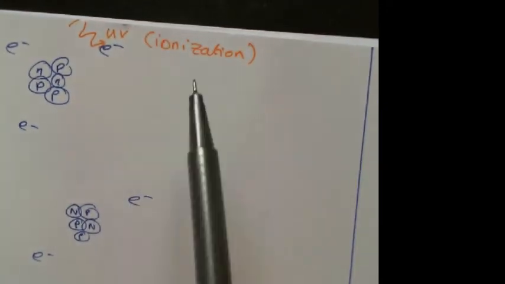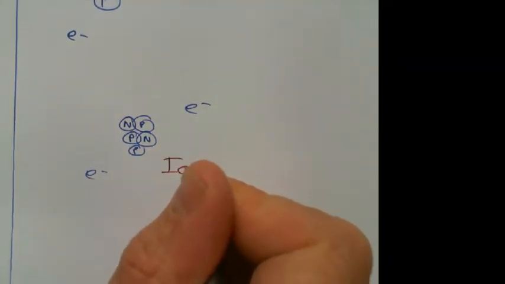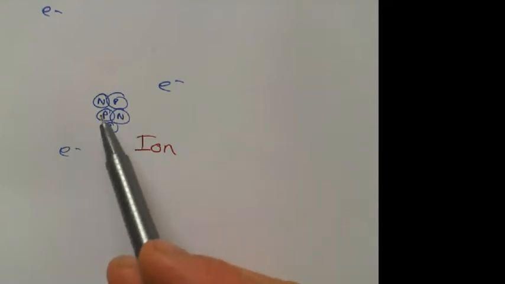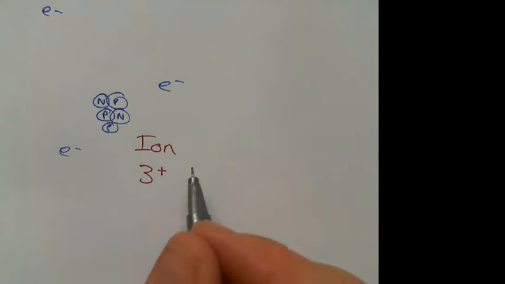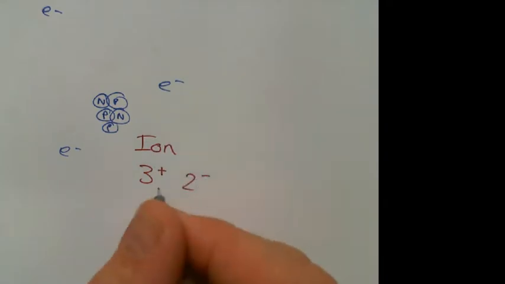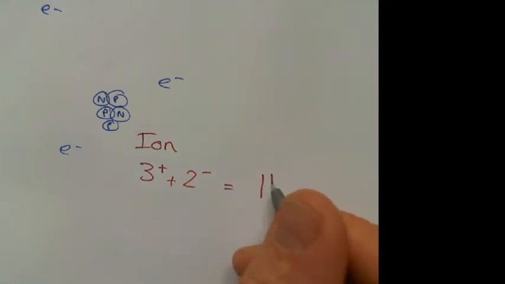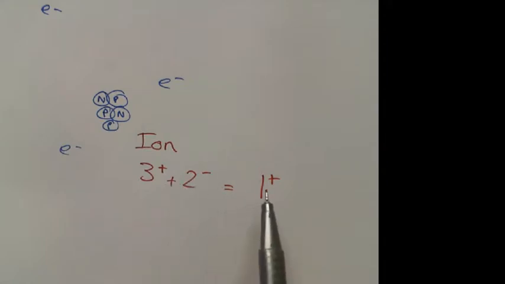It ionized this atom, and this atom has now become an ion. It's going to be a positive ion because it has lost a negative. So if we add up our positives, it's got 3 positives, and if we add up our negatives, it's got 2 negatives, which means that it is +1 overall. So +3 add -2 equals +1. That means it's a +1 ion now.